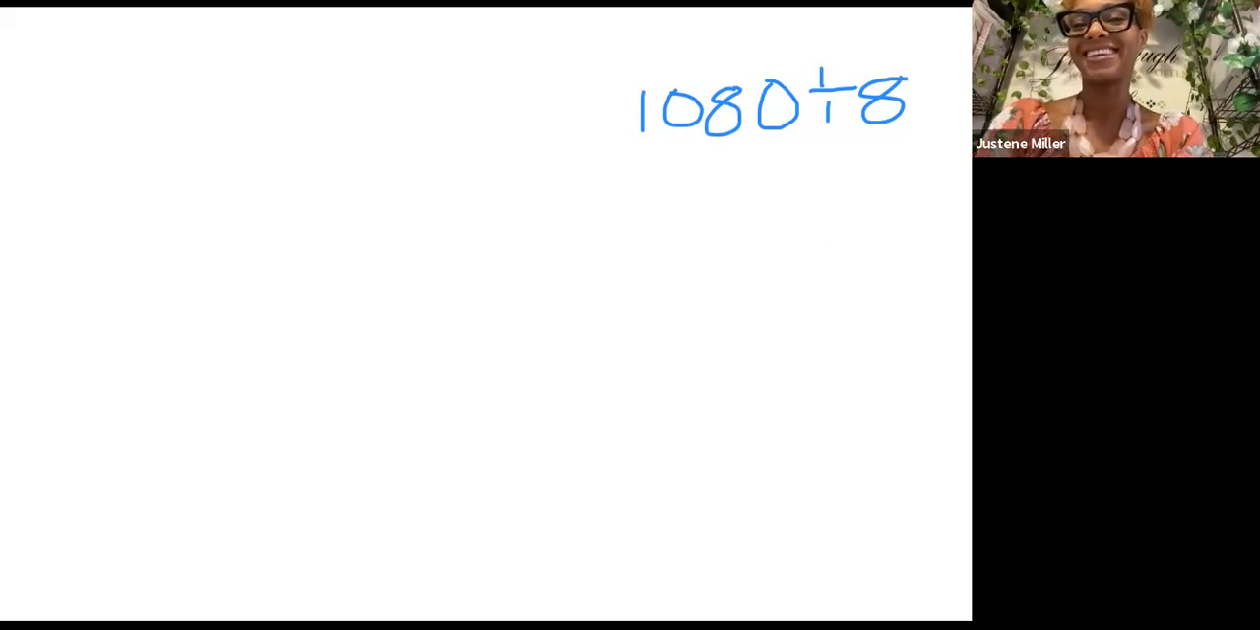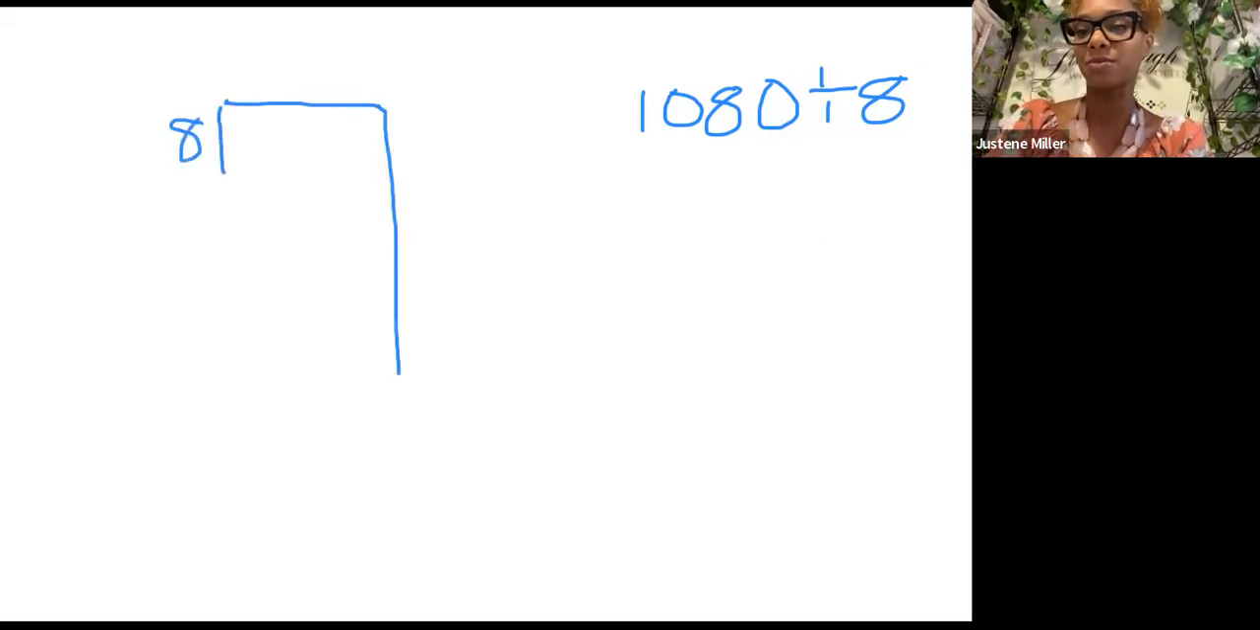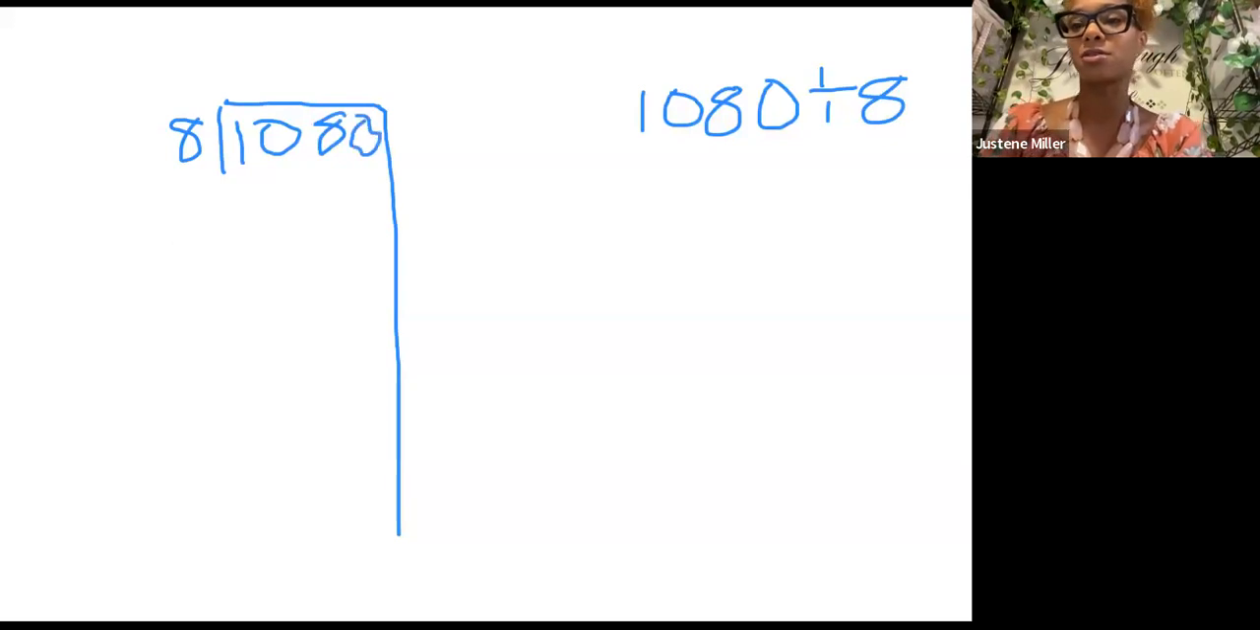All right, let's see if you did good. So in this problem, the 8 should go outside the house, or the big 7. Drawing my line. And the 1080 should go inside the house. A little jiggly on that last 0.